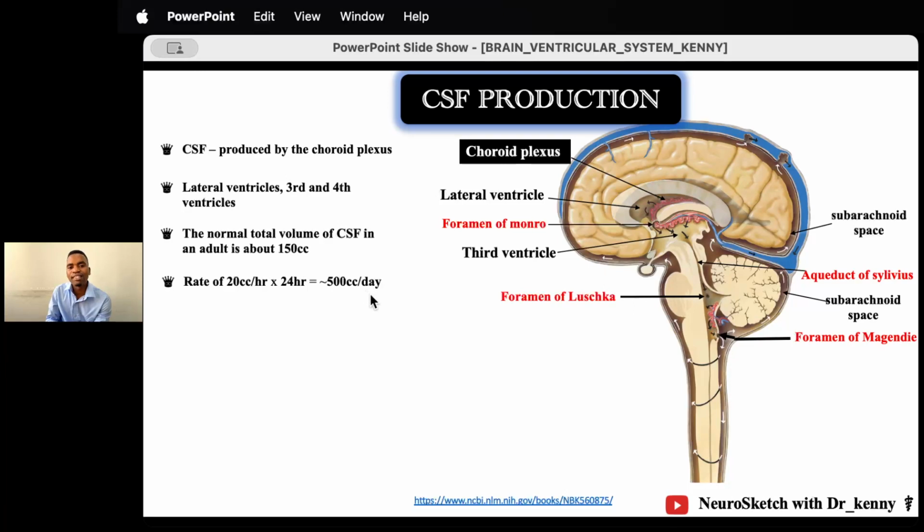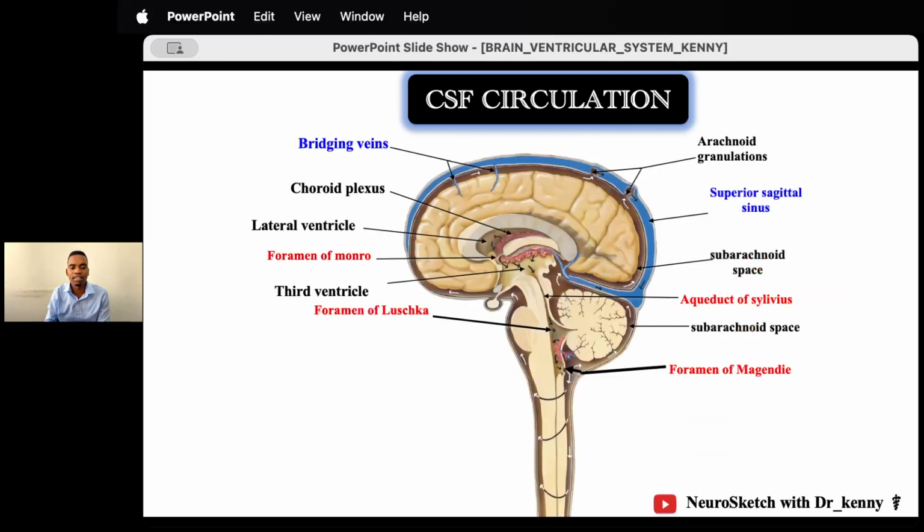What does that mean? That means the produced CSF should circulate and leave the ventricular system to give space for newly produced CSF to circulate and also leave the ventricular system. That is to say, you have to have 3 cycles of production, circulation, and reabsorption of the cerebrospinal fluid, because the whole system can accommodate 150 mils but you are producing 500. And this is what happens within the ventricular system.